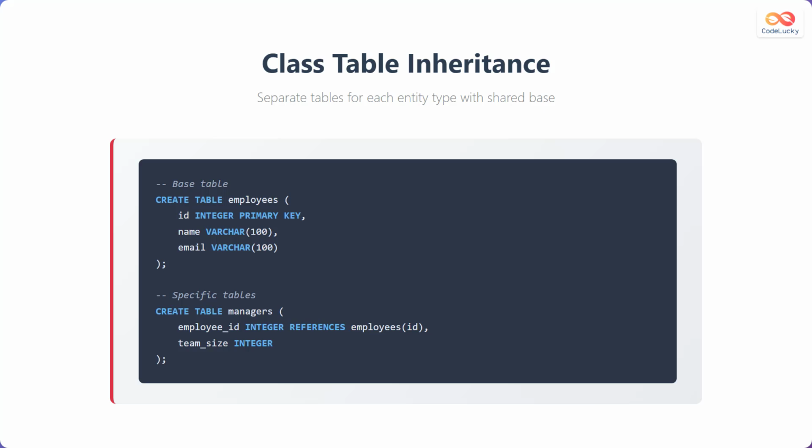Class table inheritance pattern means separate tables for each entity type with a shared base. There's a base table called Employees, containing common information like ID, name, and email. Then, there are specific tables like Managers, which have a foreign key employee ID, referencing the Employees table, along with columns specific to managers, such as team size.